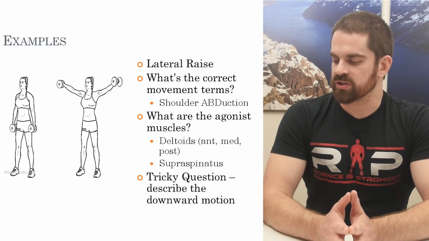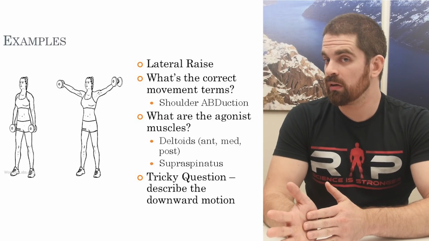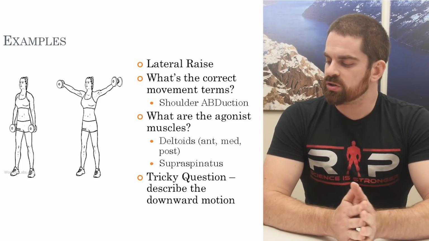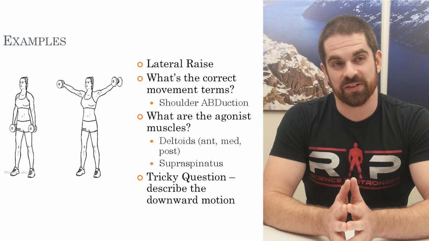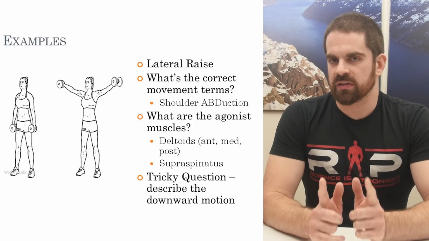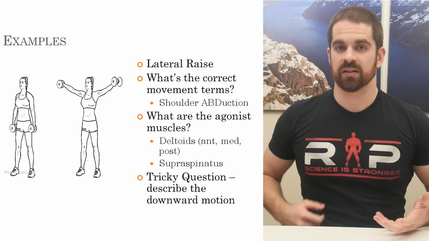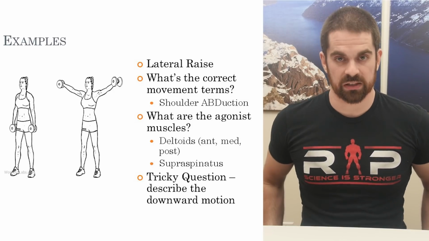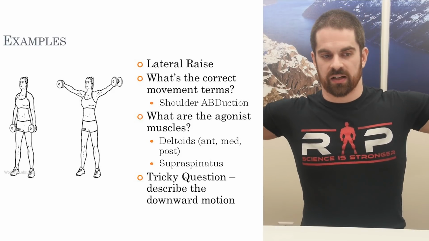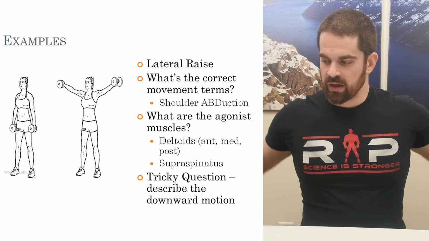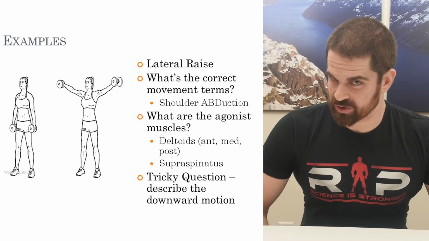Now, tricky question. Can you describe the downward motion for me? Think about it. What you should be thinking about is not only our directional terms, but also our muscle contraction terminology at the same time. So would it be accurate to say the downward phase is adduction? Yes, it is. You're still moving towards the midline of the body, right? Would it be appropriate then to say that if I'm adducting after doing this lateral raise, that I am using my shoulder adductors? Ooh, this is where it gets tricky.